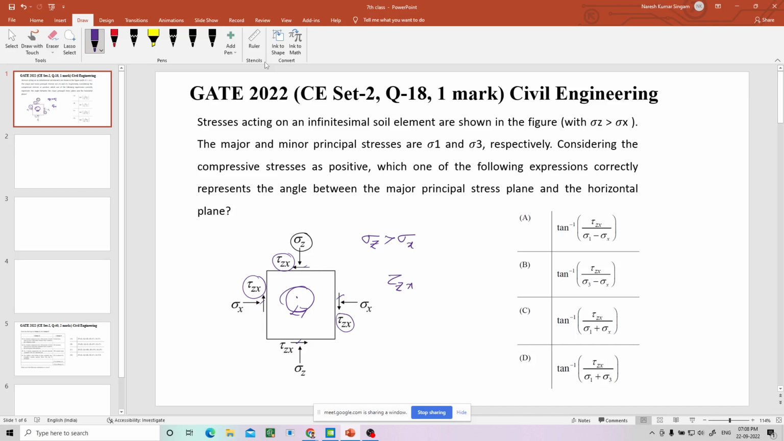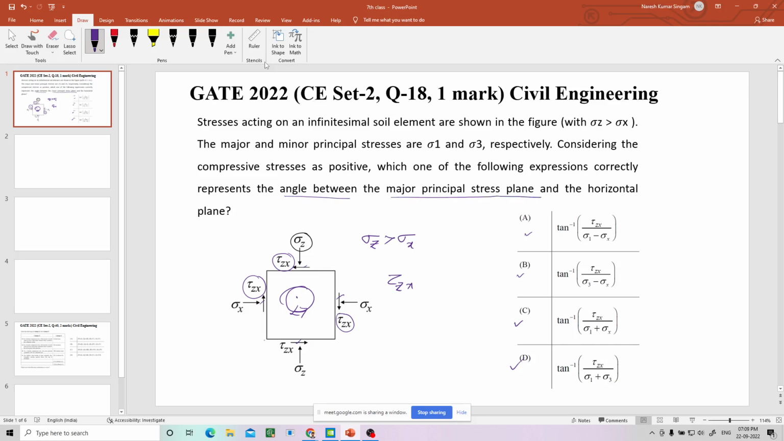And then coming to here, sigma z is more than sigma x. Because of that and because of the shear stresses, many different stresses will be developed on the different planes of this element. Now, there are 4 expressions given, and it is asked which one correctly represents the angle between the major principal stress plane and the horizontal plane.